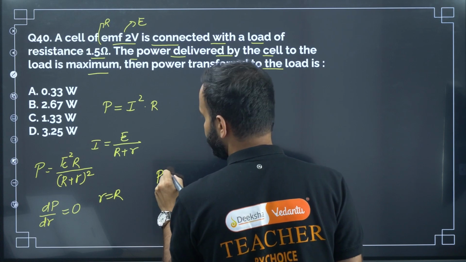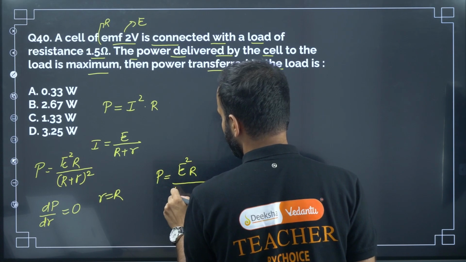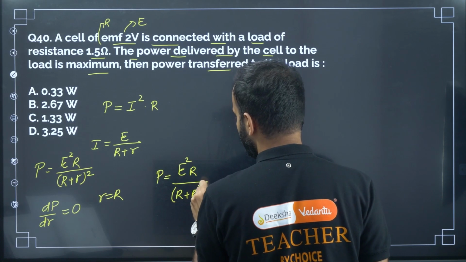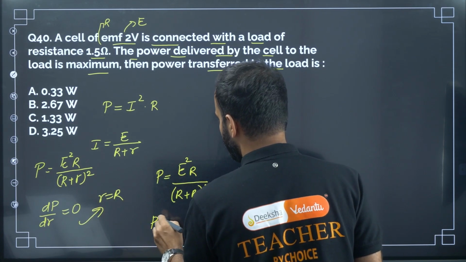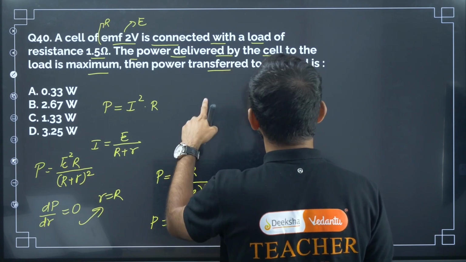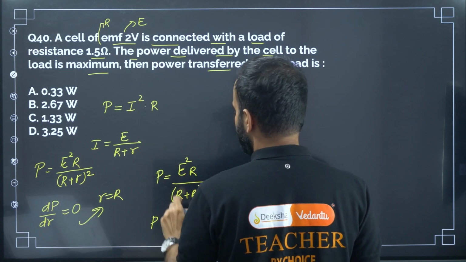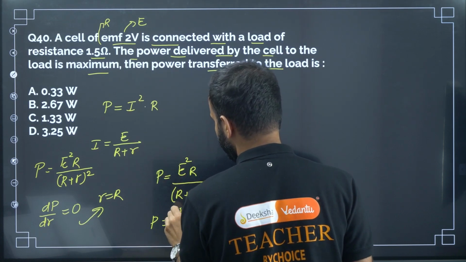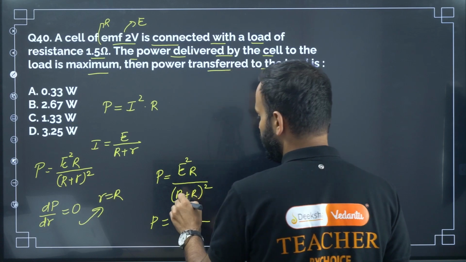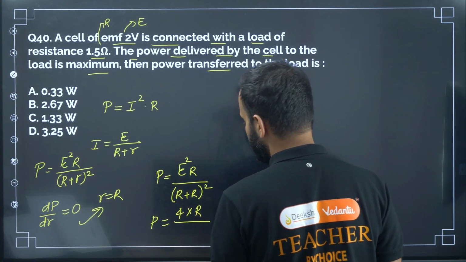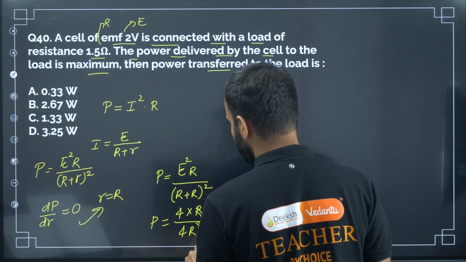So P equals the same expression, E square R divided by R plus r whole square, with small r equal to capital R. So now P equals E square, which is 2 volt squared, that is 4 volt, into R divided by R plus R, which is 2R, and 2R whole square is 4R square. So the 4 will get cancelled, and R will get cancelled.